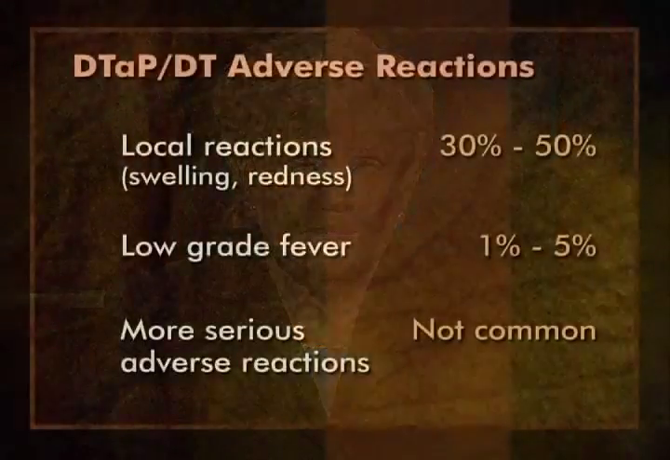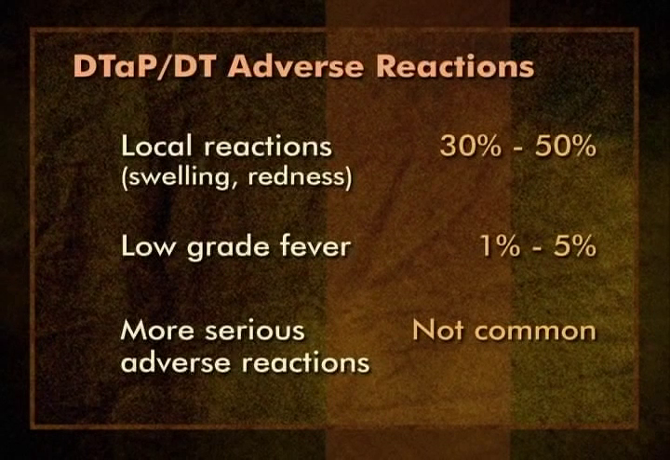The desire to reduce adverse reactions resulting from whole-cell pertussis vaccines was the driving force behind the development of acellular vaccines. As with other inactivated vaccines, the most common adverse reactions following DTaP and DT are local reactions, such as swelling or redness. The more doses a person has received, the more likely they are to have a local reaction. 30 to 50% of children who receive a fourth or fifth dose of DTaP will report pain, redness, or swelling at the injection site. Low-grade fever is reported within 72 hours in 1 to 5% of children who receive DTaP. More severe systemic adverse reactions, such as fever of 105 or higher, persistent crying, and hypotonic hyporesponsive episodes are not common.